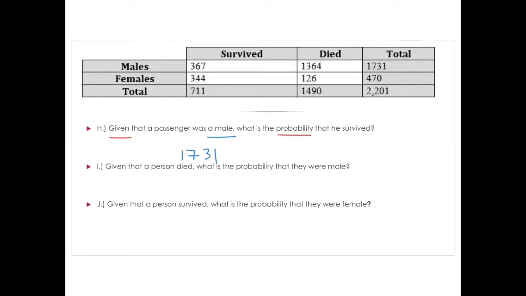The question then is, given they're male, what's the probability that they survived? So I want to know, of just the males, what's the chance that they survived? So I know there are 367 of them. So then my fraction is going to be 367 divided by 1,731, which is approximately 0.212.